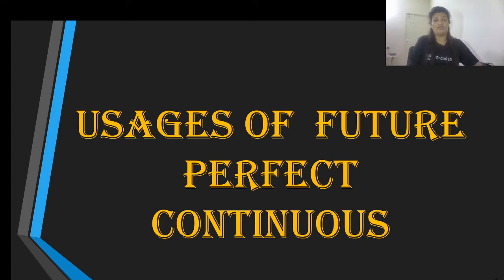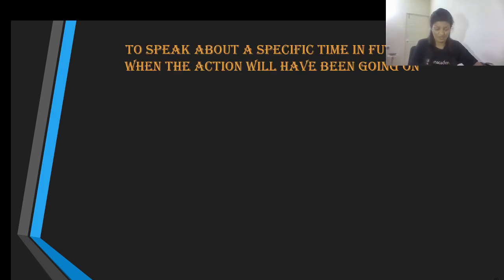Now let us move on and let us learn the usages of future perfect continuous. Number one, to speak about a specific time in future when the action is in fact going on or will have been going on. How can you justify this explanation? Let me give you the example.